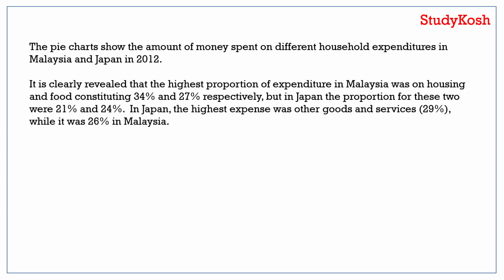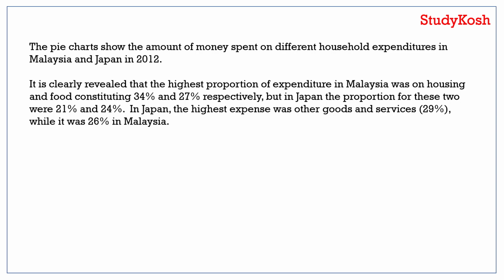Now, in the second half, what I am doing is, I have taken Japan, its highest expense, and compared with Malaysia. What was the highest expense in Japan? That was other goods and services, and I have mentioned the percentage 29% and compared with Malaysia, that while it was 26% in Malaysia.